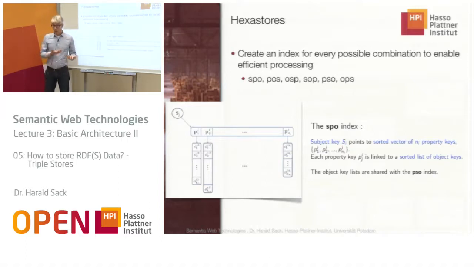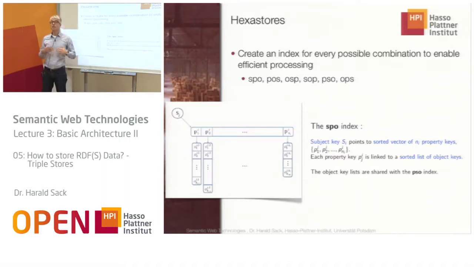Another way to organize triple stores are the so-called hexa stores. There, you create an index, or you create every possible index for each combination of subject, property, object to enable most efficient processing. So you have on the one hand an index on SPO, which combines subject, property, object. Then in the reverse direction, you have for property, object, subject, for object, subject, property, and so on.